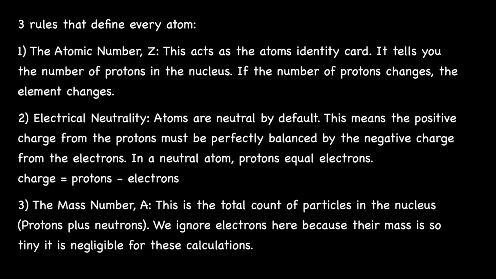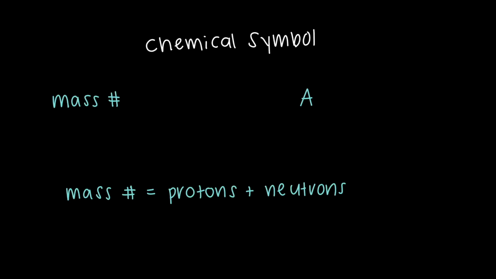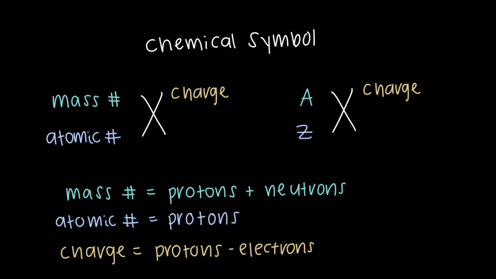Number 3. The mass number A is the total count of particles in the nucleus and is equal to protons plus neutrons. We ignore electrons here because their mass is so tiny, it is negligible for these calculations. Only protons and neutrons contribute to the mass for an atom. All of these come together in the chemical symbol. We have mass number A on the top, atomic number Z on the bottom, next to the chemical symbol, and the charge is at the top right.